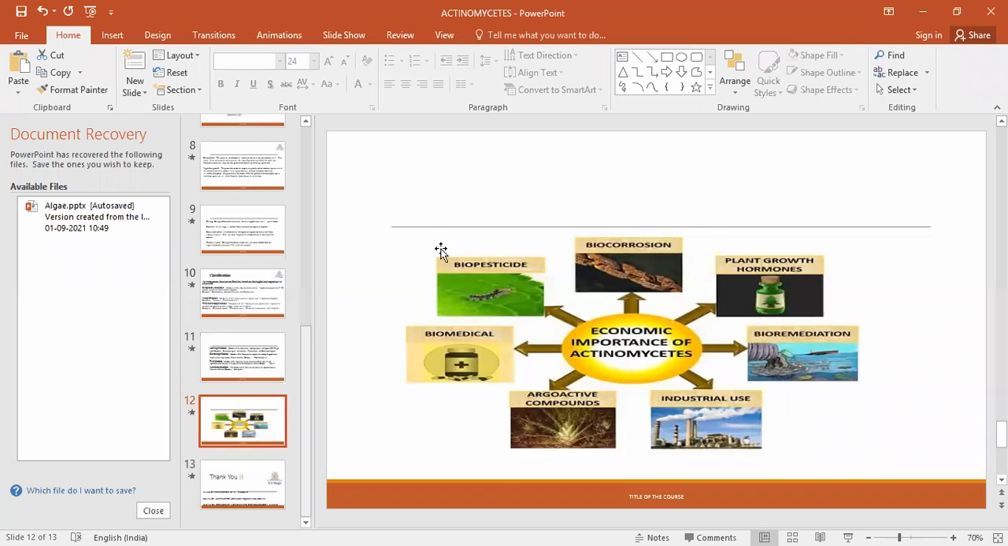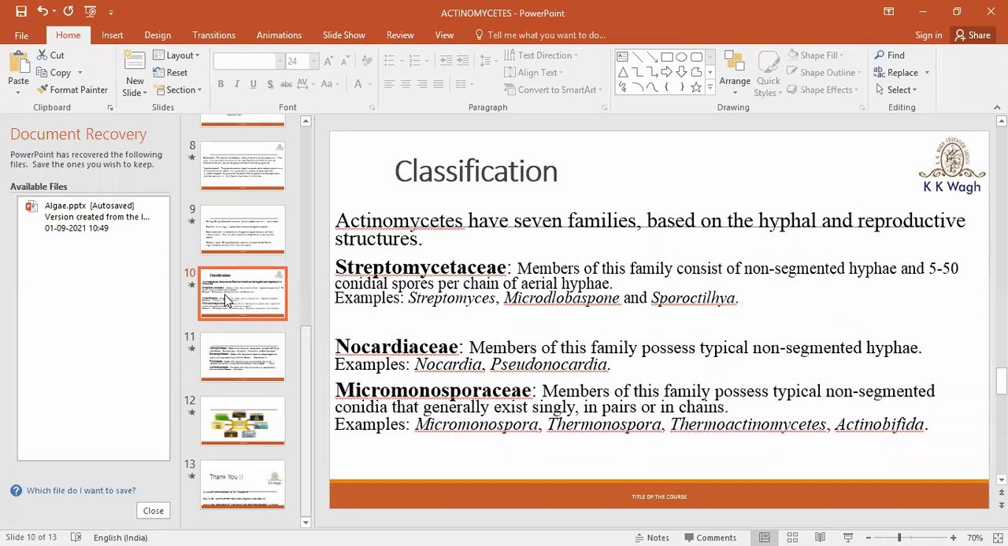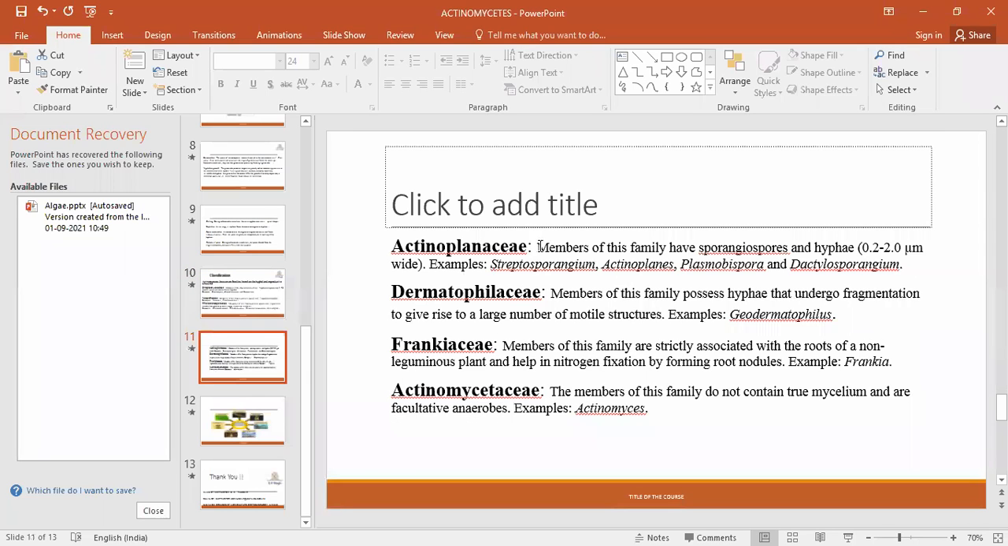Next, what is the classification of the actinomycetes? There are 7 families, which are classified based on the hyphal and reproductive structure. First is Streptomycetaceae, and the examples given are Streptomyces, Microdolosporia and Sporocytophaga. Then second is Nocardiaceae. Then next is Micromonosporaceae. Then Actinoplanaceae. Then Dermatophilaceae. Then Frankiaceae and the Actinomycetaceae.